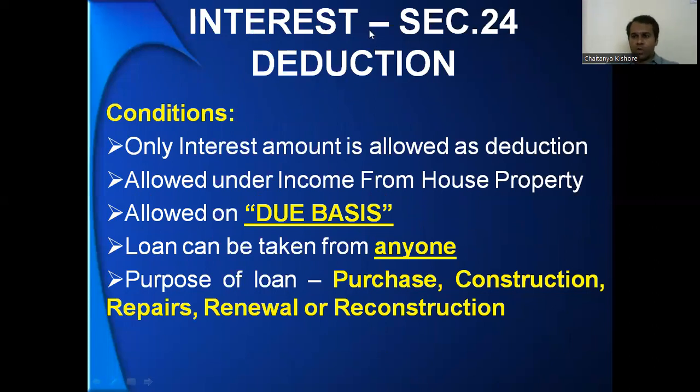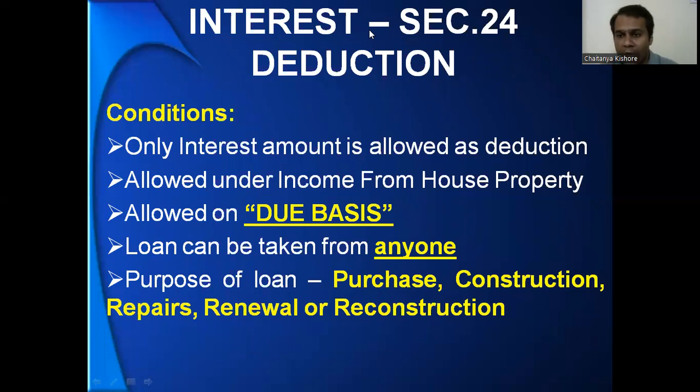So for interest, as I told you, there are three sections. One is 24, second one is 80EE, and third one is 80EEA. We'll discuss them one by one. Under section 24, only the interest amount can be claimed as deduction, and it is allowed from income from house property.